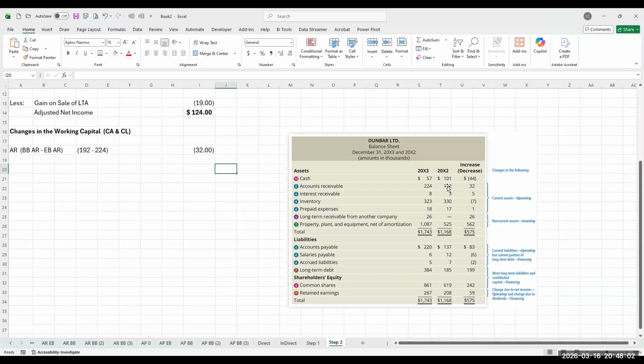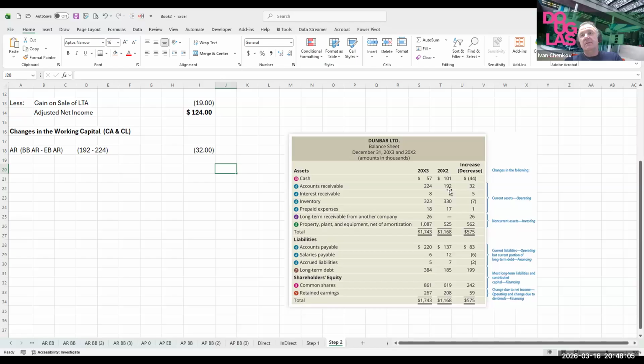We're reducing the accounts receivables. Think about it. The beginning balance, where is the ending balance? Higher than the beginning balance or lower? Increasing. We're increasing accounts receivables.